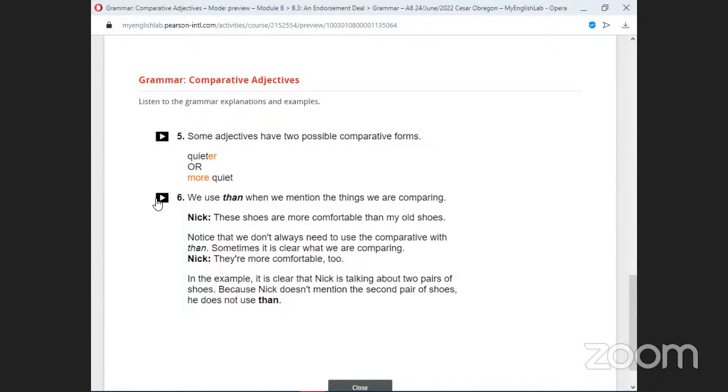Okay. Six. We use than when we mention the things we are comparing. These are more comfortable than my old shoes. Notice that we don't always need to use the comparative with than. Sometimes it is clear what we are comparing. They're more comfortable too. In the example, it is clear that Nick is talking about two pairs of shoes. Because Nick doesn't mention the second pair of shoes, he does not use than.